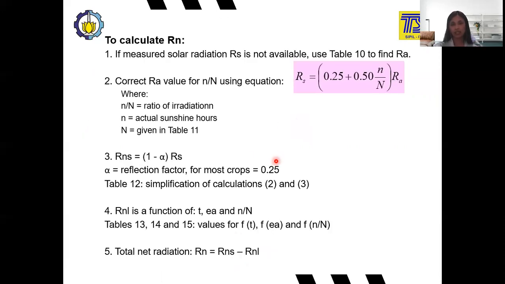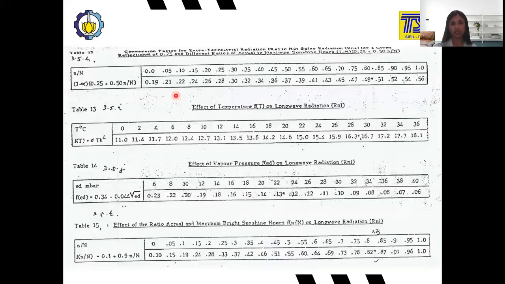Yeah, there will be a much clearer example in the PDF, I guess. And at the end of the slide, there will also be another example using this calculation. But yeah, you can use these tables based on the data that you have. Here we have the temperature, here we have the vapor pressure, and here we have the n/N, and then you get the number of the function of T, function of vapor pressure, and function of n/N.